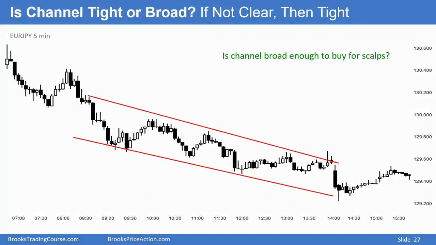Compare that with this. We got a bear microchannel, a breakout, and then we're starting to get pullbacks here and here. It's a bear channel. Is it broad enough to both buy and sell, or should you only sell? If you cannot decide, then assume that it's too tight to buy and only sell.